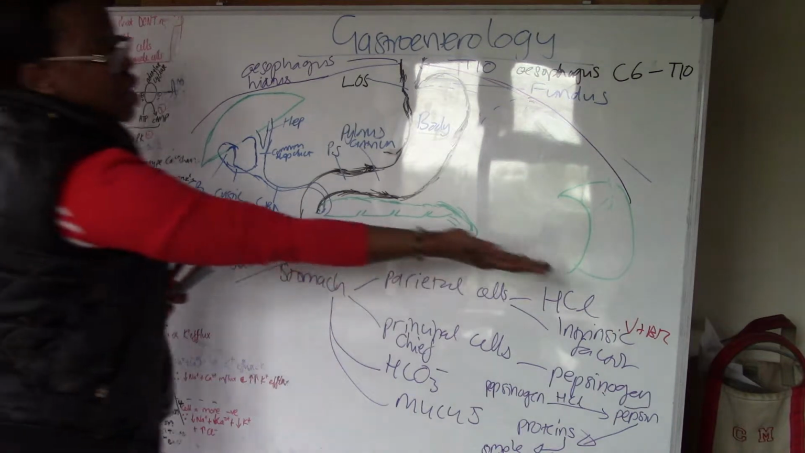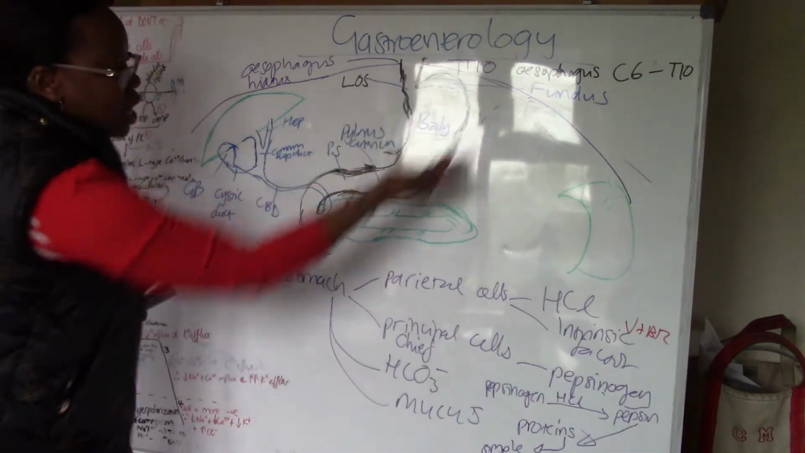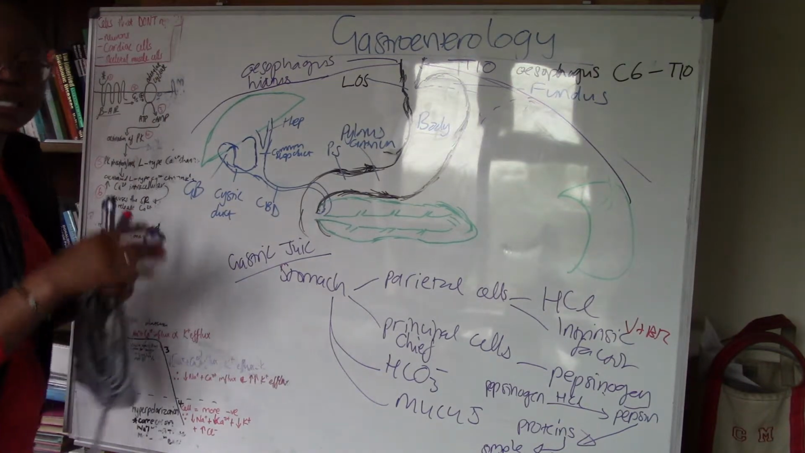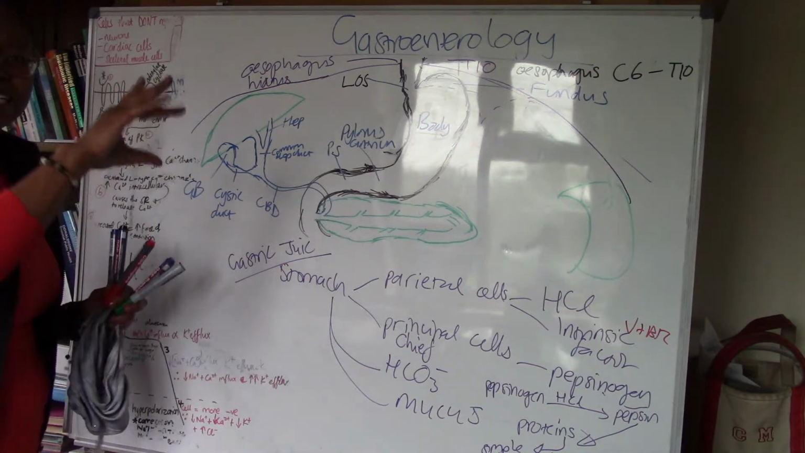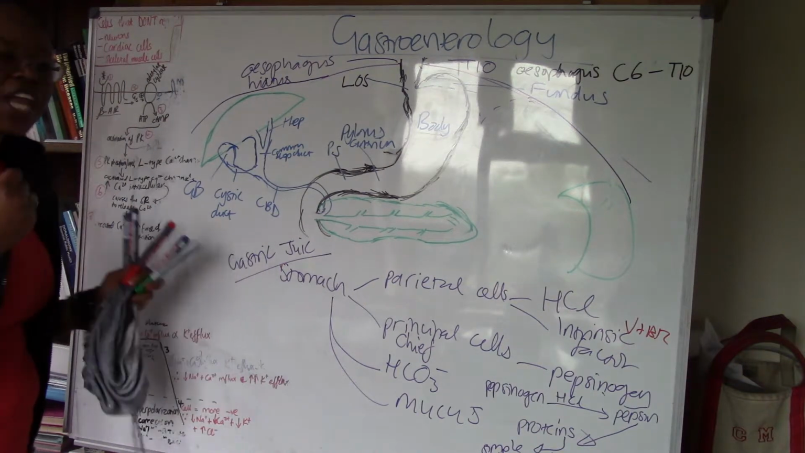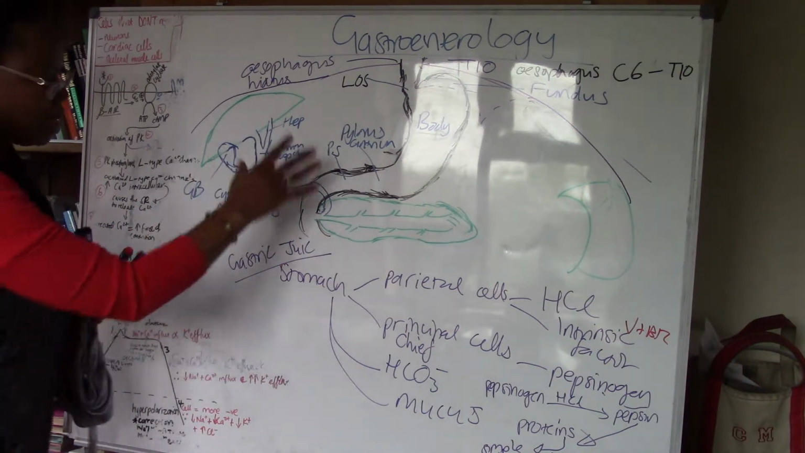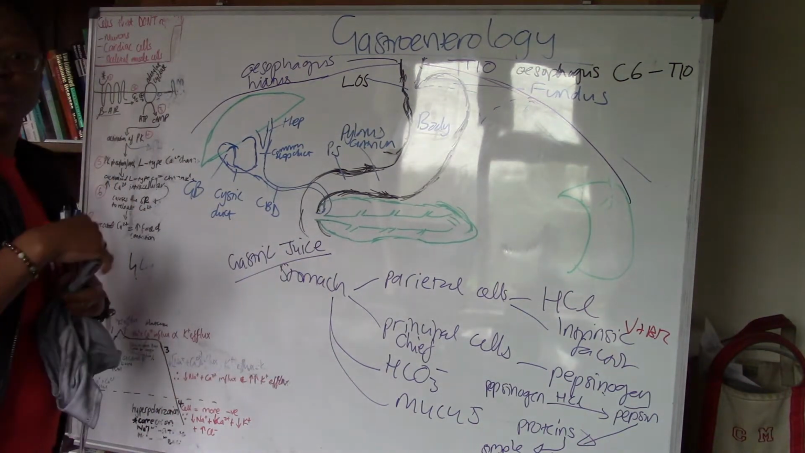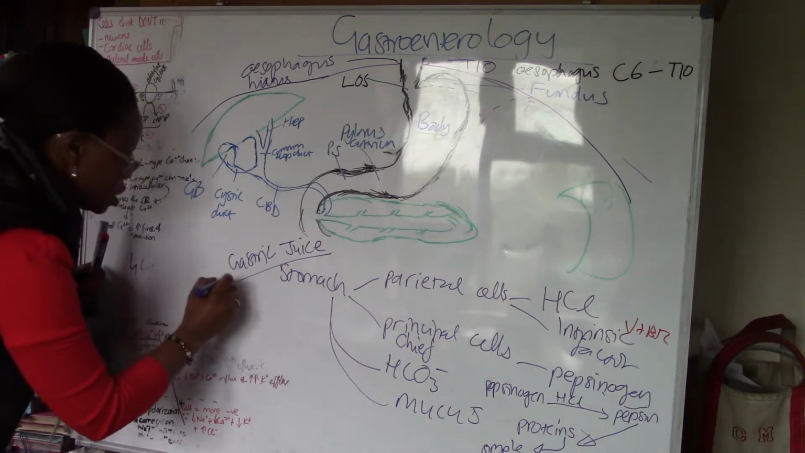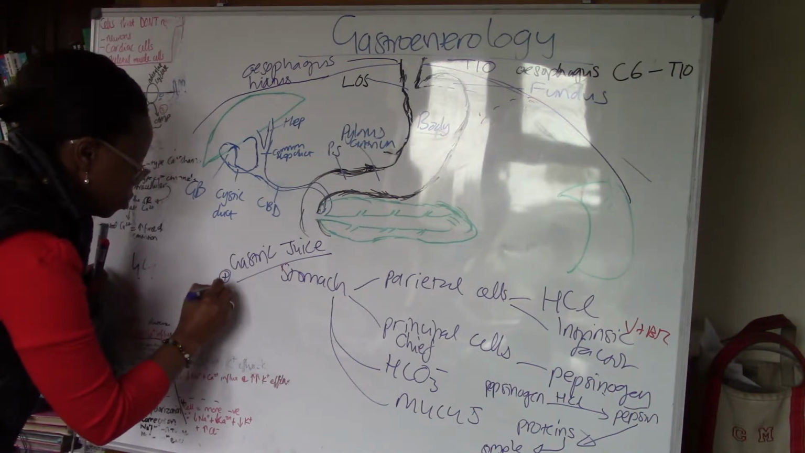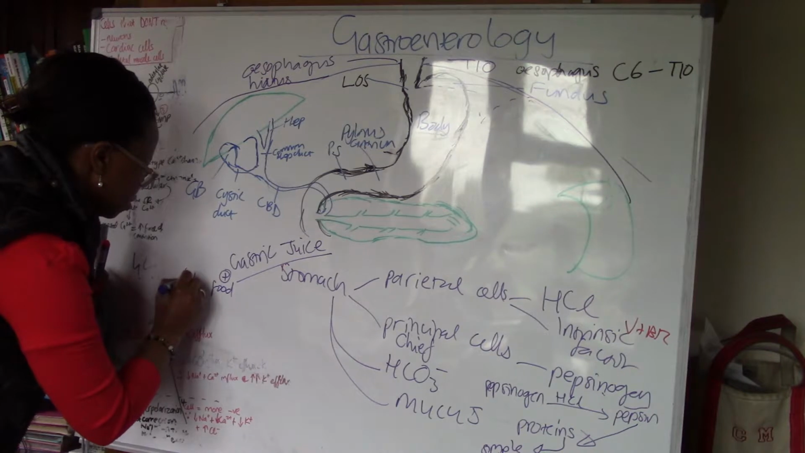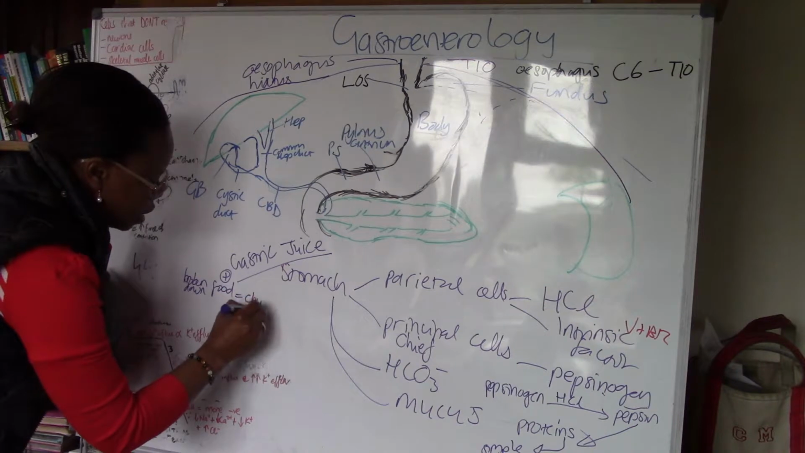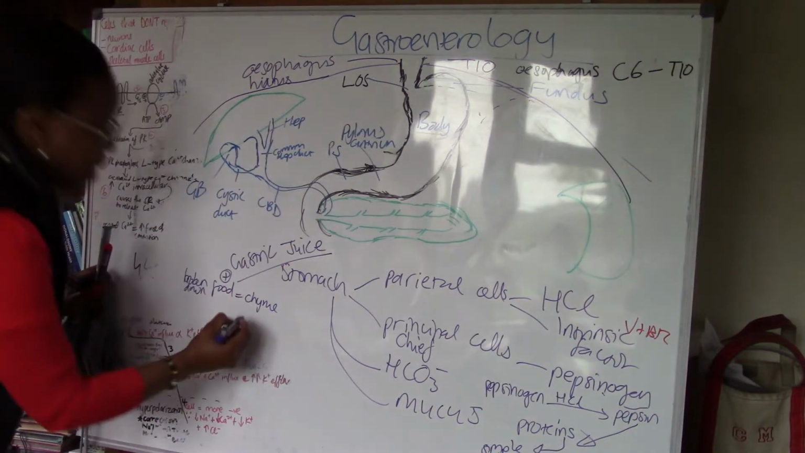Bicarbonate neutralizes acid, and the mucus really is a layer that protects the stomach. The stomach also has, if we were to dissect it and look inside, these folds which are used for breaking down food and mixing food with the gastric juice in order to form chyme. So gastric juice plus broken down food equals chyme.